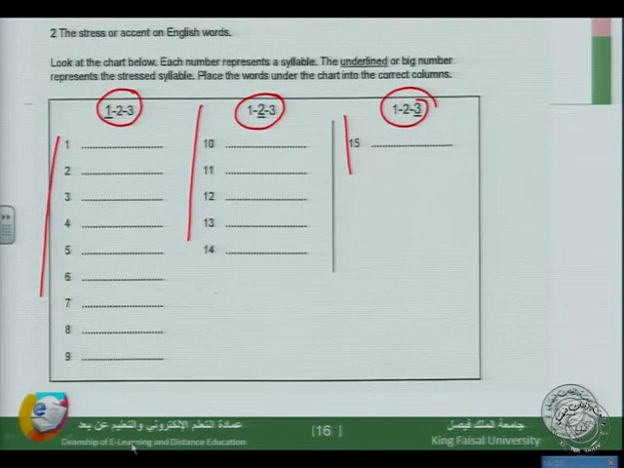And you can use the dictionary, by the way. You can go to the dictionary and just try to find as much as you can. But I need only these ones. I will leave it for you because it's important to do this exercise, by the way. Stress is a very important phonetic phenomenon in the English word. So you need to pay attention to the stress.